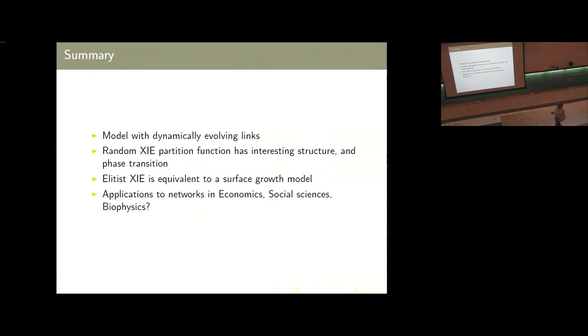This is the summary. So we studied a model of dynamically evolving links. In the random case, the partition function has interesting structure. The elitist model is equivalent to a surface growth model, and we hope that these kinds of models can be used in some kinds of problems in economics, social sciences, biophysics. And I can explain the biophysics one because that is a skipped slide, but there is no time.